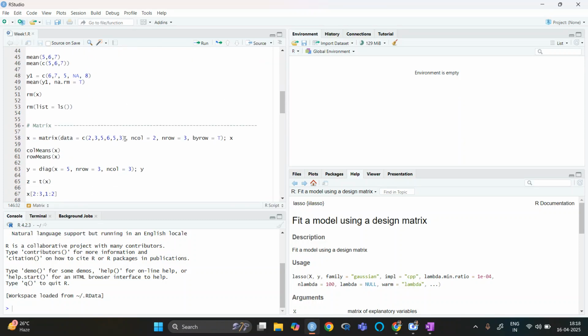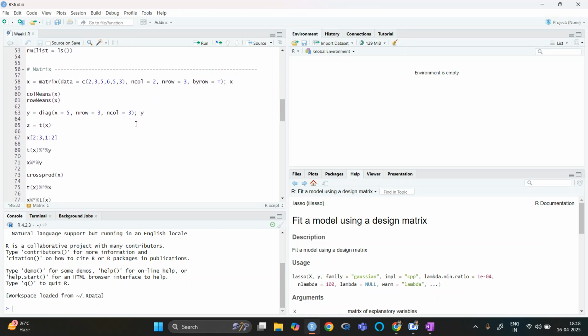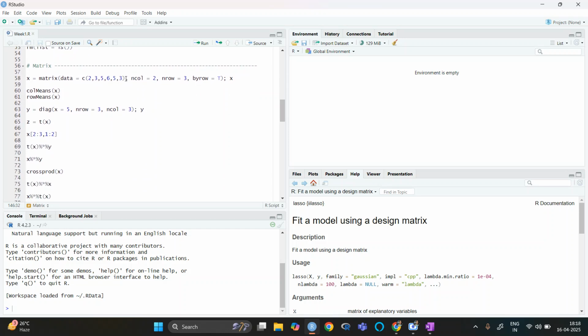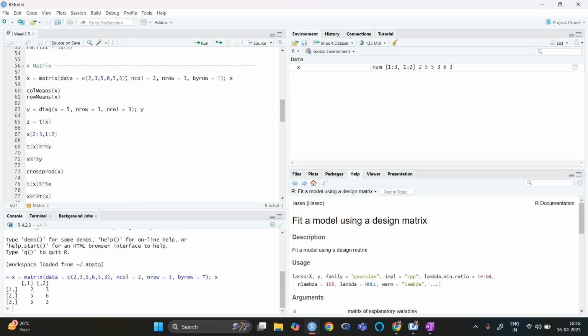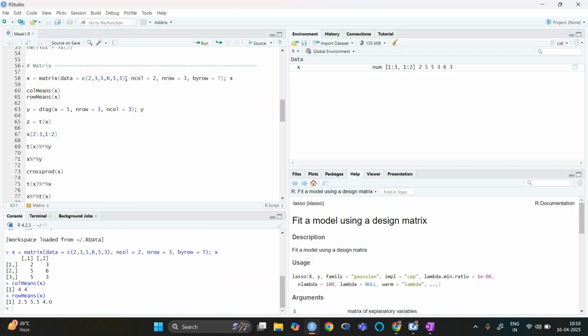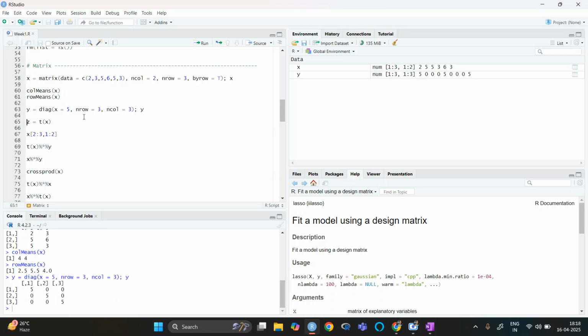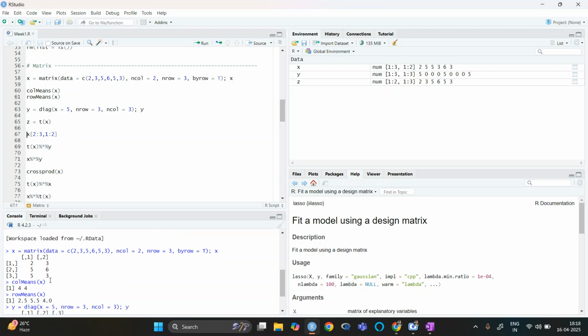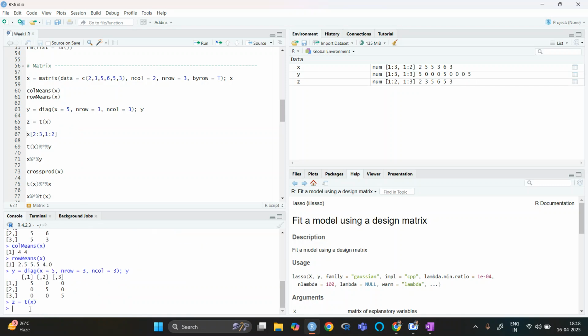Okay, so here, if you have this matrix X, you can find its means by row means, column means. Let us say you have a matrix again Y. So Y is a diagonal matrix, you can see. I have just defined a tag for that, and Z is the transpose of X. So this one is X, sorry. So Z would be this.